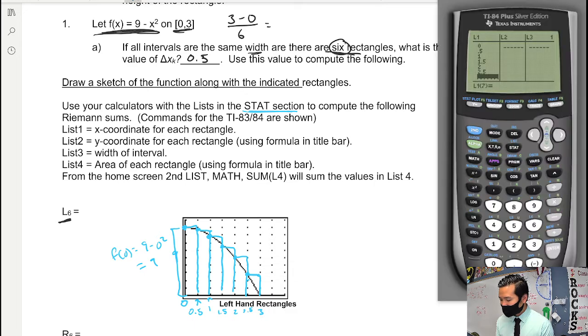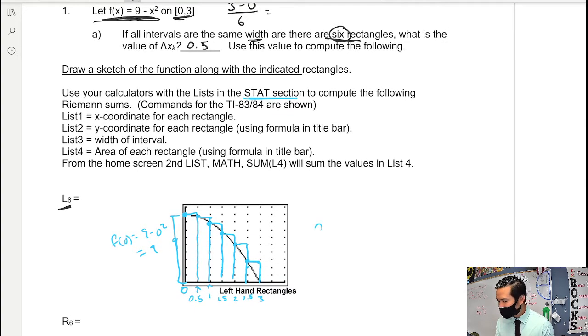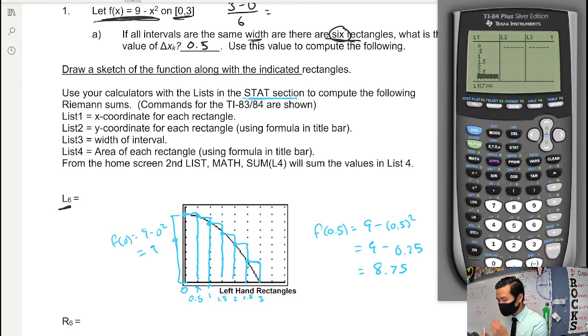But check this out. I'd have to do it again for 0.5, wouldn't I? What's f of 0.5? Well, that's going to be 9 minus 0.5 squared, which comes out to 8.75. Again, not that bad. But when you do this for multiple squares, you start to go a little crazy, right? So check this out. The TI calculator can do it for all of these numbers for you. You just have to command it to do so.